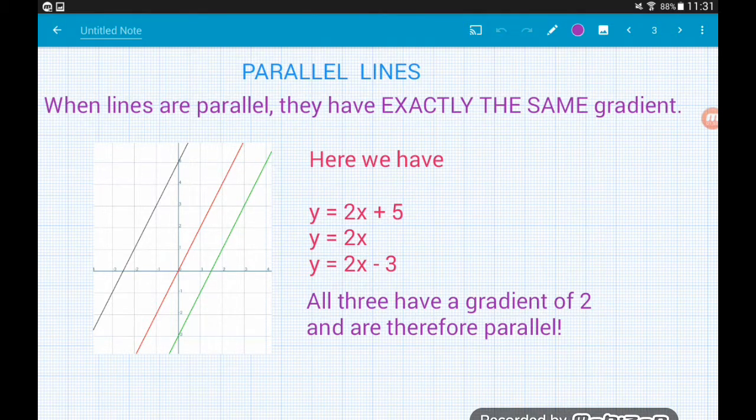So here we have three lines plotted. We've got y = 2x + 5, we've got y = 2x, and we've got y = 2x - 3. Now all three of them have got the same gradient. The m is the same in each equation, the number multiplying the x. They all have the same gradient, therefore they are parallel. Now remember, when lines are parallel, they never ever meet. Never. Can't happen.